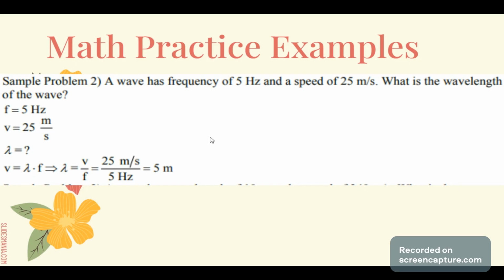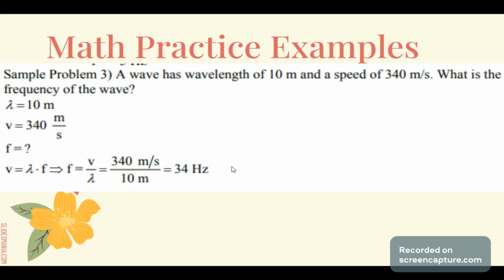All right, we've got another sample problem that we're going to go ahead and look at. In this case, we have a wave with a wavelength of 10 meters. So again, we can start filling in the things that we know. Wavelength equals 10 meters and a speed of 340 meters per second. Again, we can fill that into our list of knowns. We know v equals 340 meters per second.